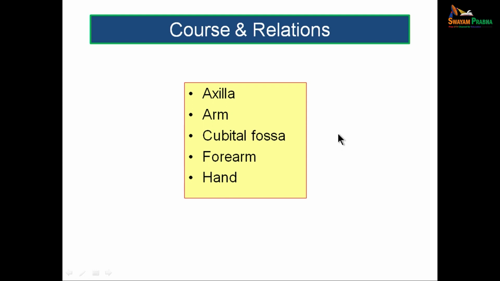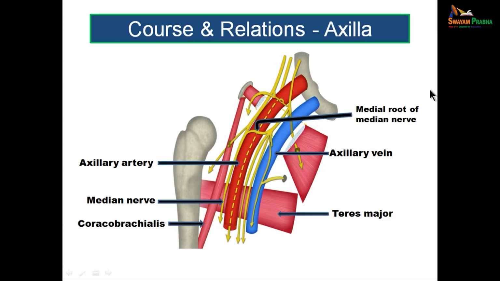Now, let us look at the course and relations in various parts of the upper limb where we will find the median nerve. This will include the axilla, the arm, cubital fossa, forearm and the hand. Let us look at the course and relations of median nerve in the axilla.